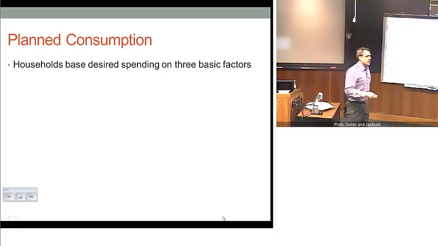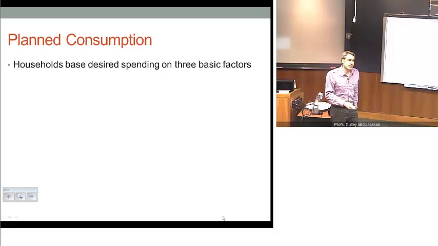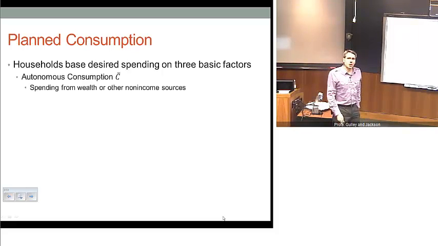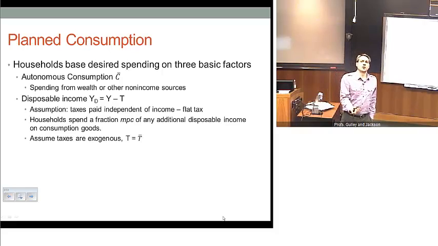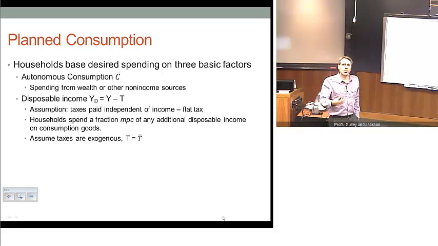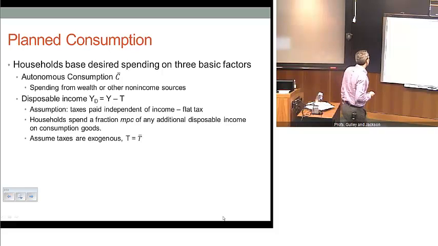So if we look at planned consumption, there's three basic factors that are going to impact or sort of explain consumption behavior. The first is what's referred to as autonomous consumption. And we can simply think of this as spending out of non-income sources. So this could be out of your wealth or savings or something like that. Okay, so if you win the lottery, you're going to go out and spend on a boat, but that doesn't affect your income, right? So autonomous consumption is going to be independent of income spending.